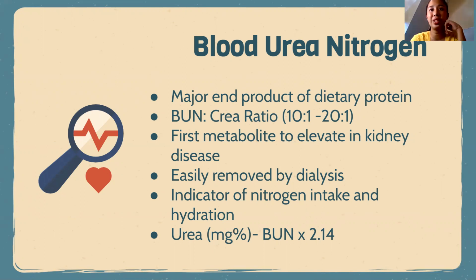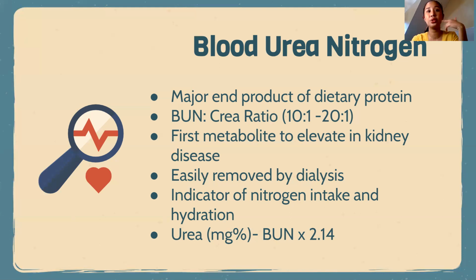So guys, once you see blood urea nitrogen in your requisition form, it should come to your mind that the doctor is assessing the kidney function of the patient. It is easily removed by dialysis, and is an indicator of nitrogen intake and hydration. So class, you have to remember that sometimes if nitrogen is increased in the patient, there could be an increased protein diet. It's very much influenced by diet.